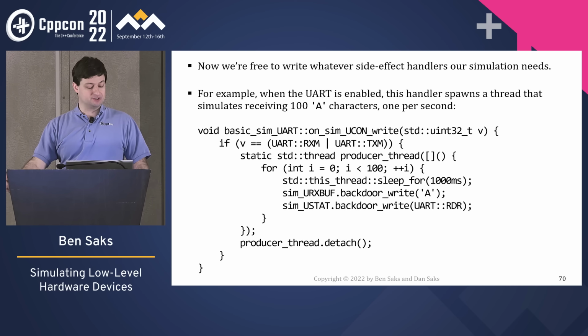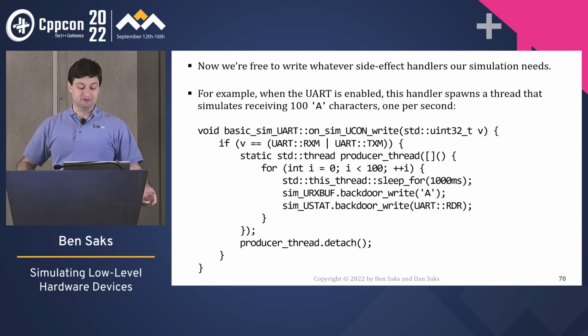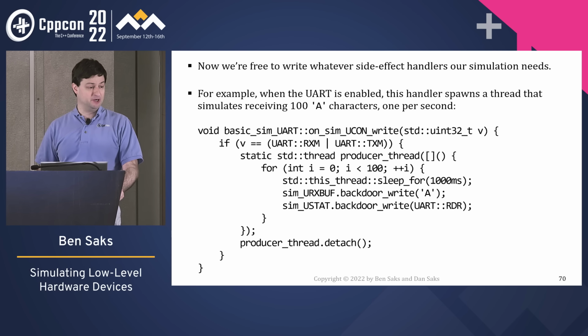And we'll do that by storing an A into the receive buffer, and setting the RDR bit in the status register. And with that in place, my main program should then be able to run, and it should see 100 A's go by and be received and be printed out to my simulated version of the 7-segment display.